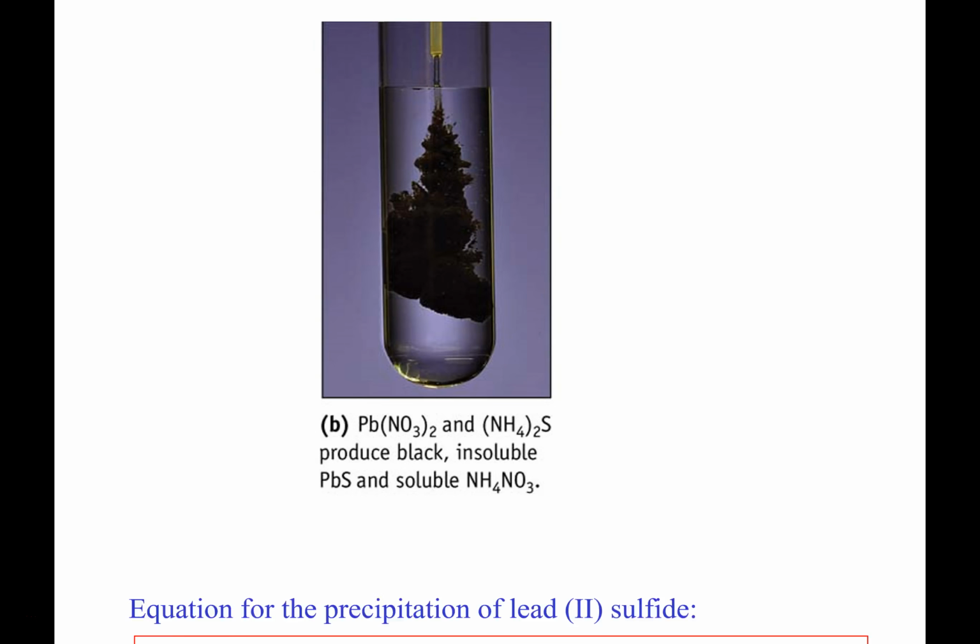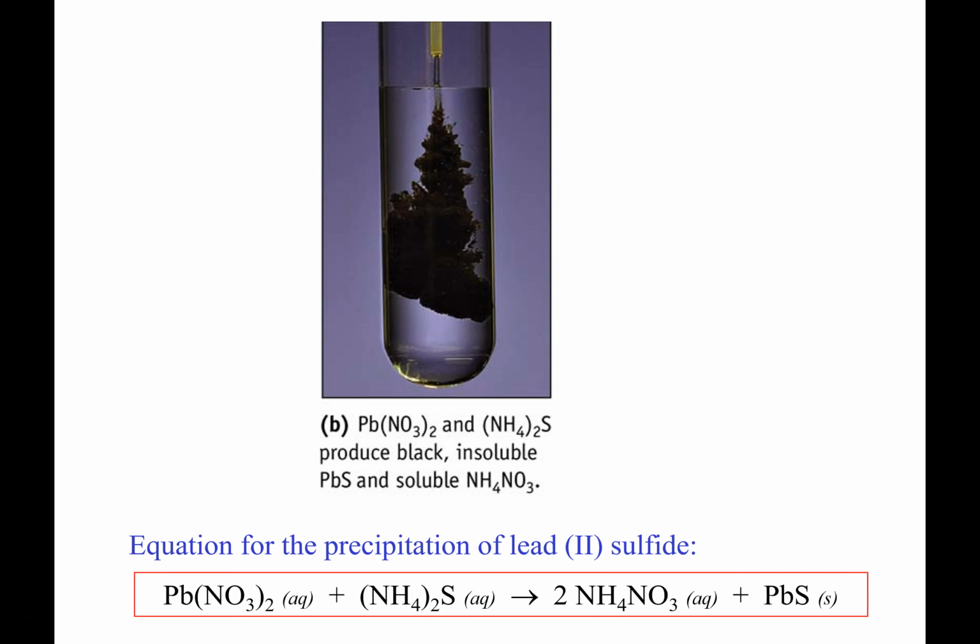Another one. This is a cool looking precipitate. Lead 2 nitrate, ammonium sulfide. It looks like the lead 2 sulfide is the thing that's going to be precipitating right here. So again, like we did in Chem 1, you want to be able to take these two salts, switch cation and anion, put them on the product side, and balance it. Notice it's balanced for the same number of atoms of each element on either side of the reaction arrow.